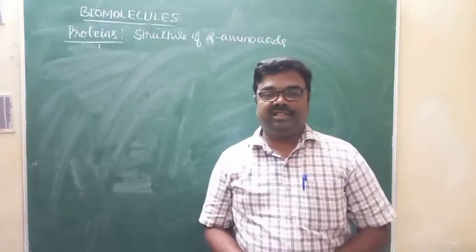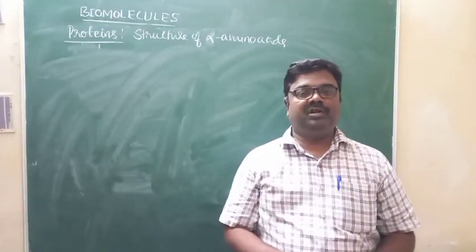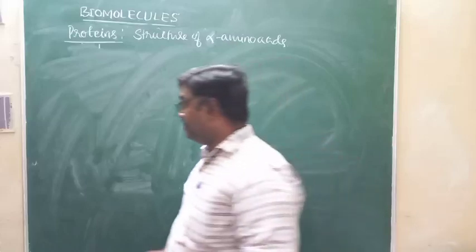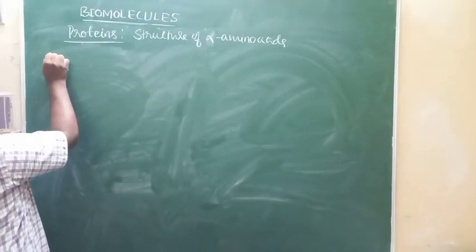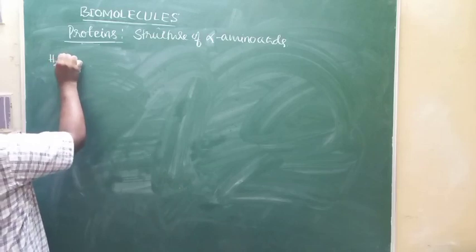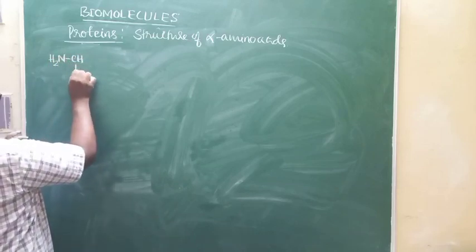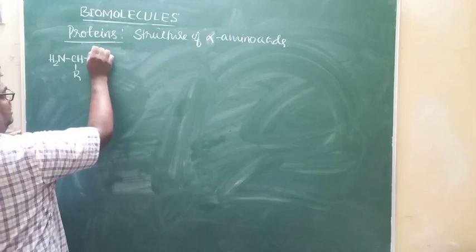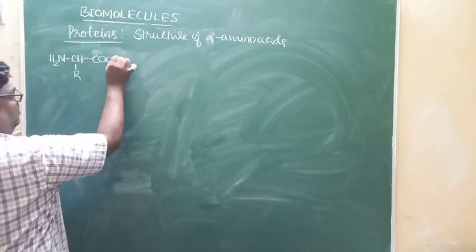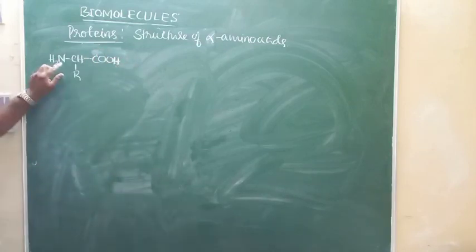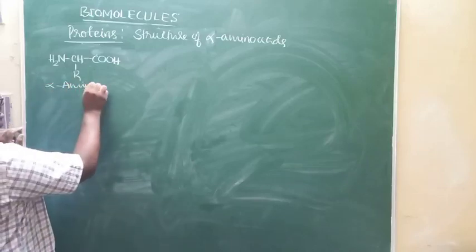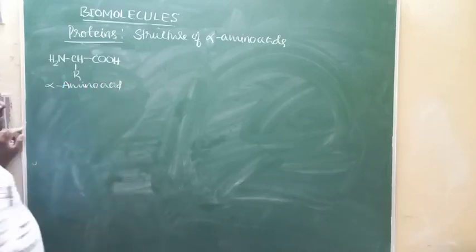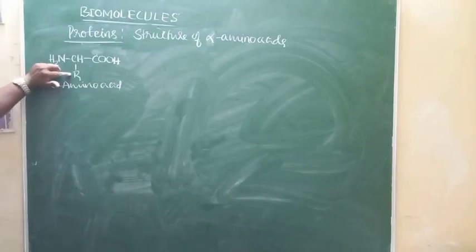Now let us see structures of some naturally occurring alpha amino acids. The general formula of all amino acids is NH2, R, and of course COOH. This is the general representation of an alpha amino acid. As the nature of the R group changes, the alpha amino acid changes.